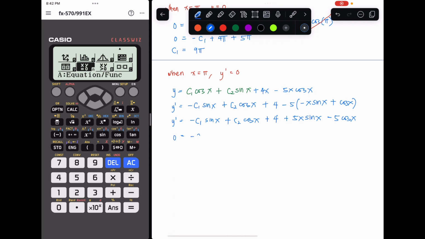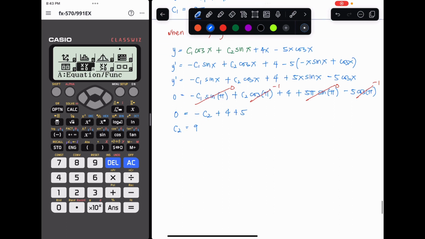So negative C1 sine x, where x is pi, plus C2 cosine pi, plus 4, plus 5 pi sine pi, minus 5 cosine pi. Sine pi is 0, and cosine pi is negative 1. So thus 0 is equal to negative C2 plus 4, and then negative 5 times negative 1, that would be plus 5. So thus C2 is equal to 9.